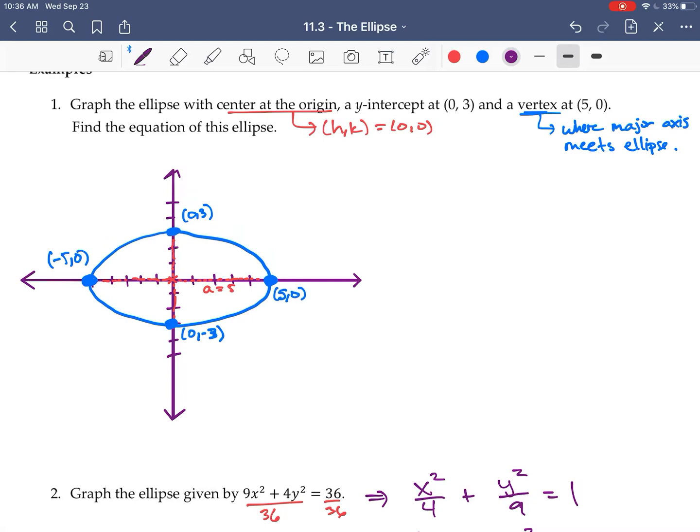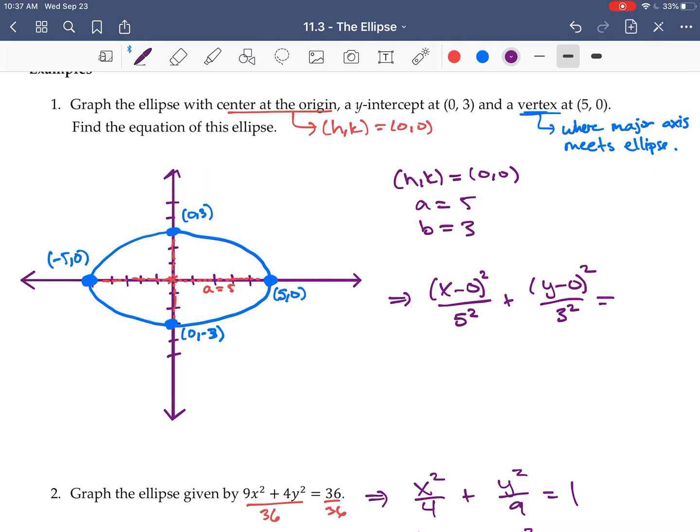Okay, now for the equation, so we know the h, k is 0, 0. We know the a is 5 and the b is 3. So that means our equation is going to be x minus 0 squared over 5 squared plus y minus 0 squared over 3 squared is equal to 1. So that's going to be x squared over 25 plus y squared over 9 is equal to 1. So that would be the equation for this ellipse. The a goes with the x, the b goes with the y.